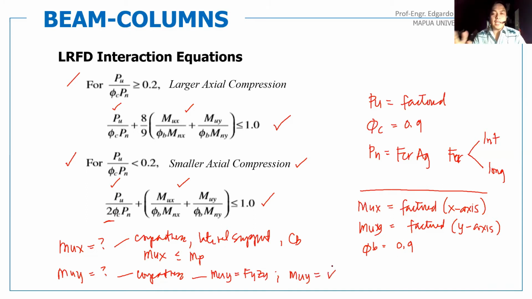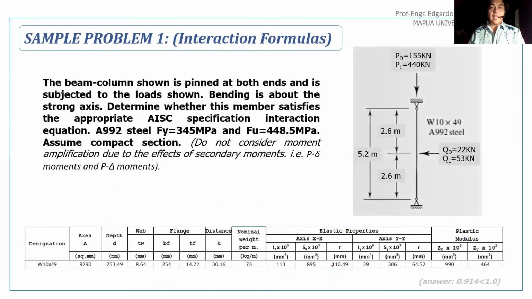Okay? So basically, lahat ng mga variables or parameters used in these interaction equations for beam columns are already discussed in the previous lectures. Okay, so basically it's a combination of course outcome 2, which is the compression member, and at the same time yung sa flexural members. So that is how we analyze beam columns based on the two LRFD interaction equations. Now, let us have this first sample problem using those interaction equations.